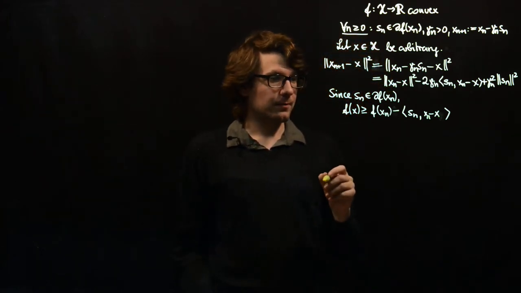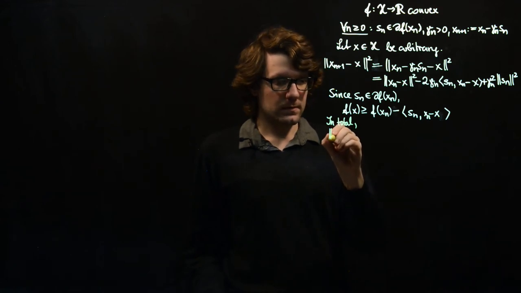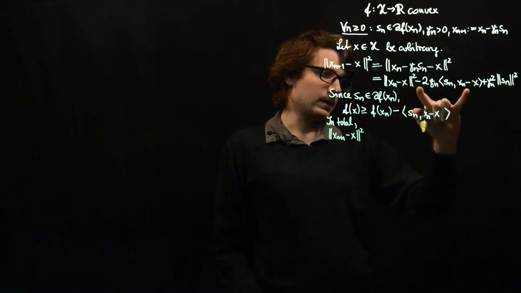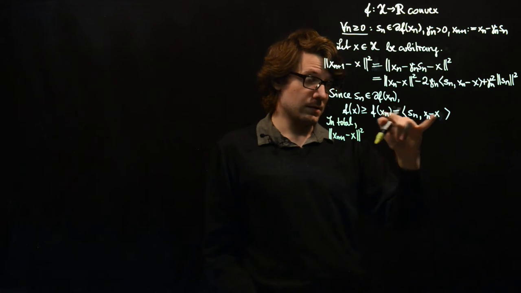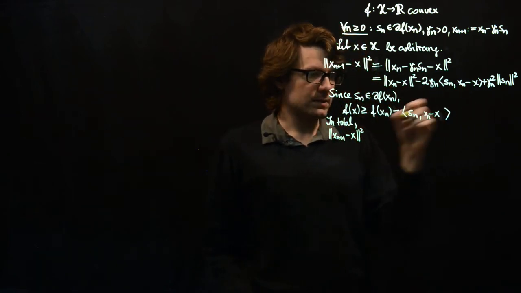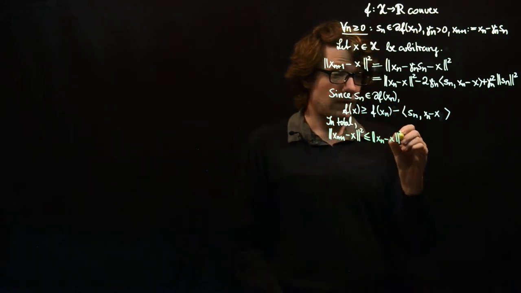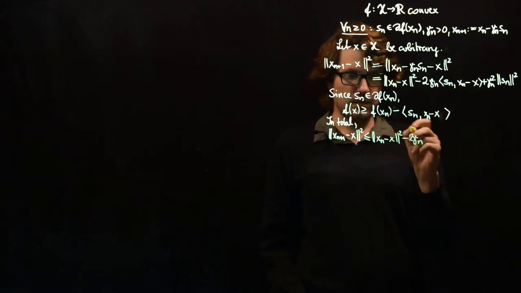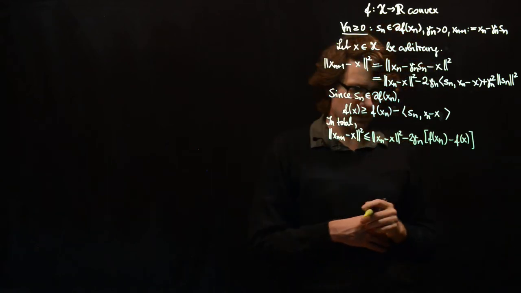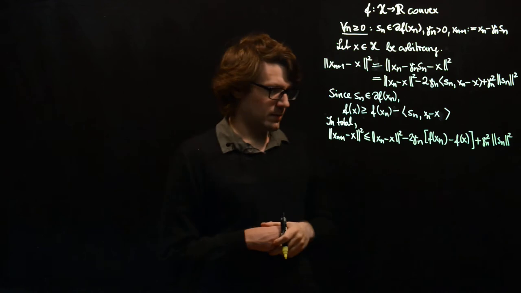Okay, so now we know that in total, this means that the norm of xn plus 1 minus x squared is equal to this, and we know that this inner product multiplied with some positive constant is less or equal than minus f of xn plus f of x. Okay, so this whole expression will be less or equal than, we'll just take this, and here we have minus 2 gamma n, and here we have f of xn minus f of x. And then plus gamma n squared norm of sn squared.